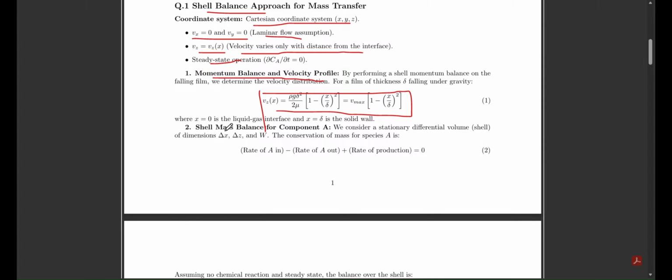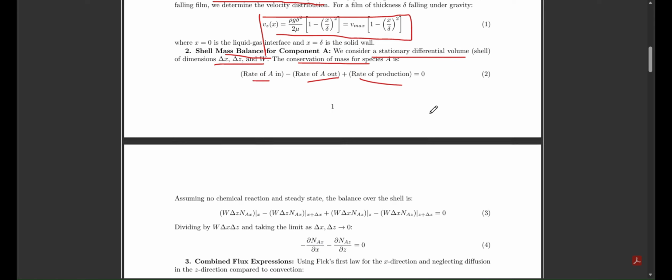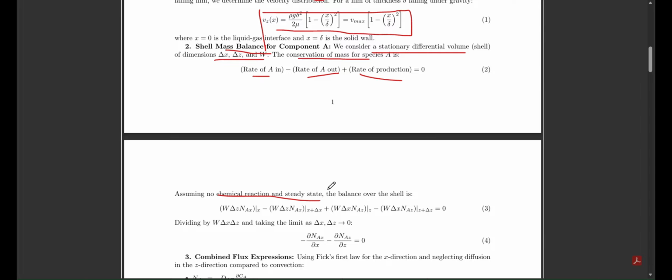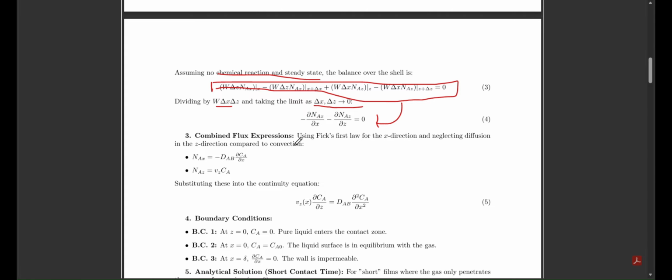Now we will go for a mass balance for our shell, and we are considering a stationary differential volume element of dimensions delta x, delta z and W, which is given in the figure. Now we will use conservation of mass for species A, which is rate of A in minus rate of A out plus rate of production equals 0. Assuming no chemical reaction and steady state, we get our equation like this. After that we divide it by W delta x delta z and take the limit as delta x, delta z tend to 0, and we get this small equation.